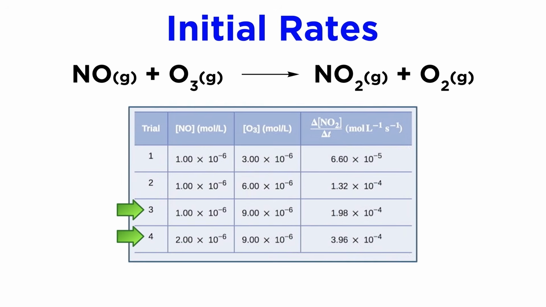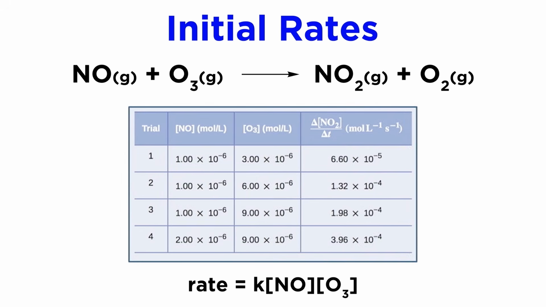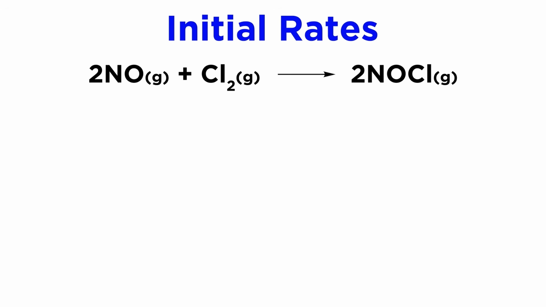Now look at trials 3 and 4. For these, ozone concentration stays the same, but in trial 4, NO concentration doubles. As a result, the rate doubles, so the reaction is also first order with respect to NO. That means the rate law will look like this, with exponents of 1 and with an overall reaction order of 2. Let's try another one.